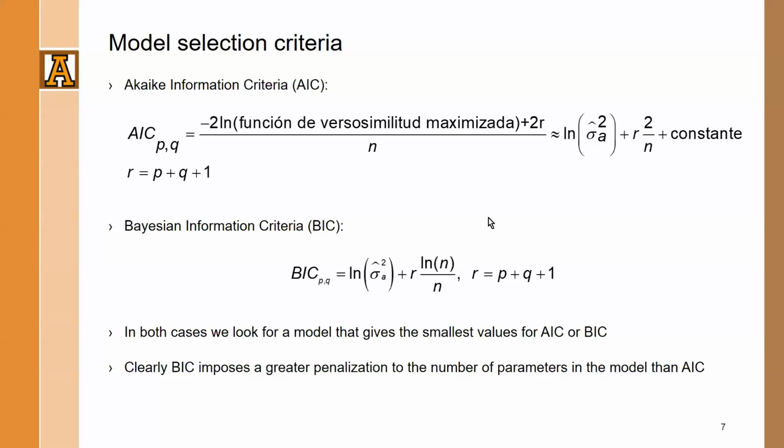Now, if we have a seasonal model, then R is not only the autoregressive number of parameters, but also the seasonal number of parameters. Okay, so we will consider that.